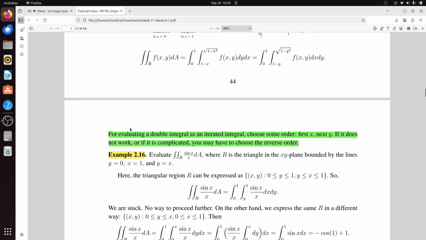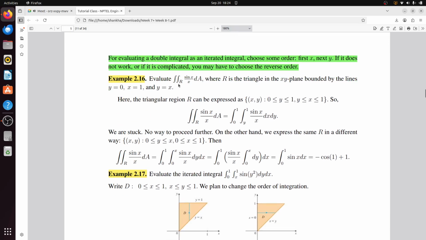Okay, so here what I have written: for evaluating a double integral as an iterated integral, choose some order, first x, next y. If it does not work or if it is complicated, you may have to choose the reverse order. Evaluate the integral over R of sin x by x dA, where R is the triangle in the xy plane bounded by the lines y equal to 0, x equal to 1 and y equal to x.